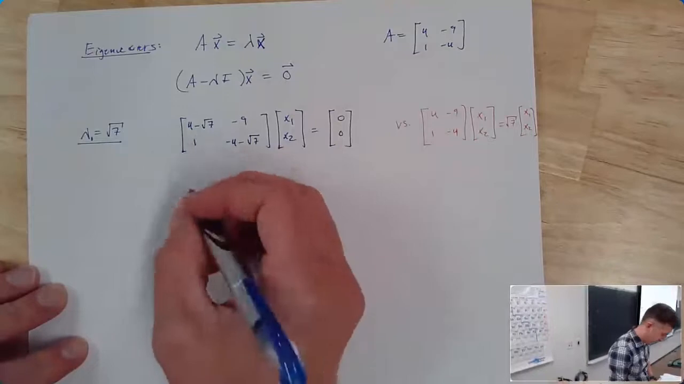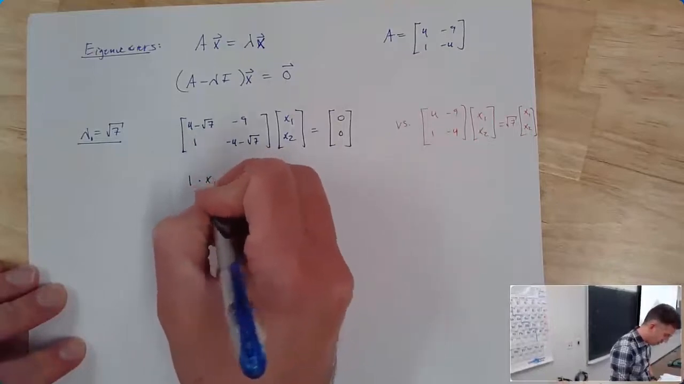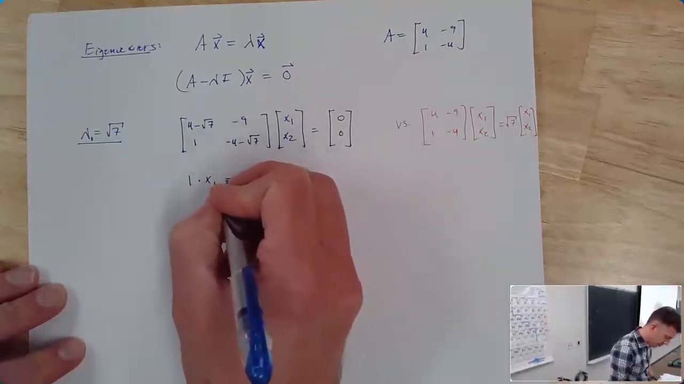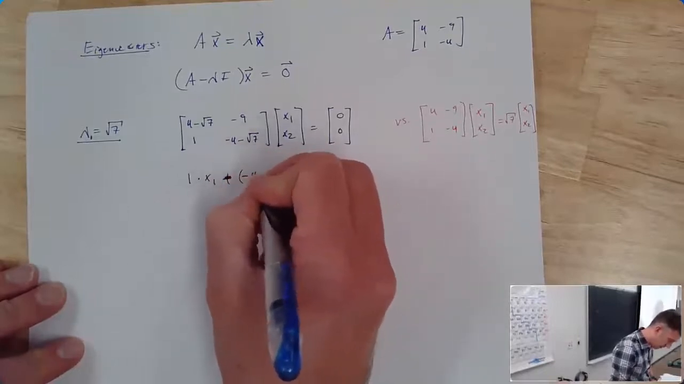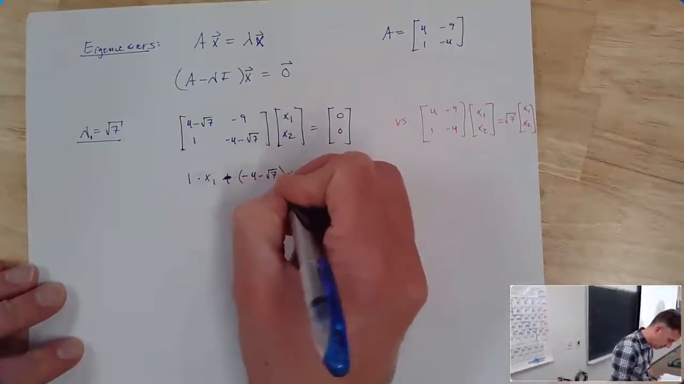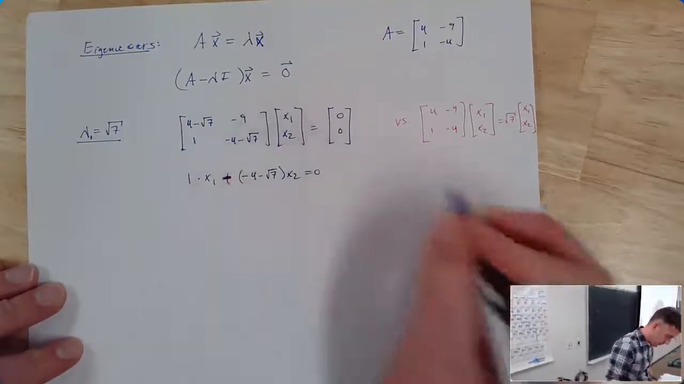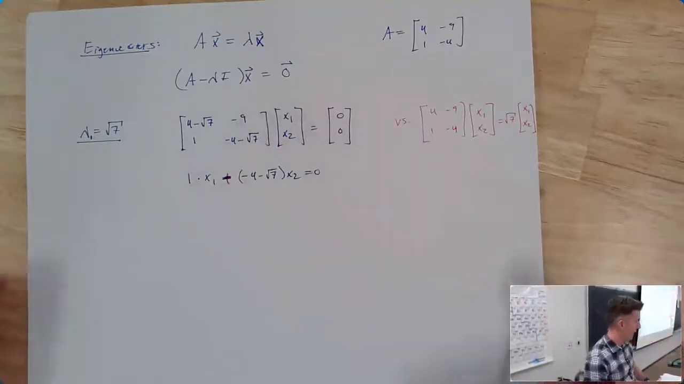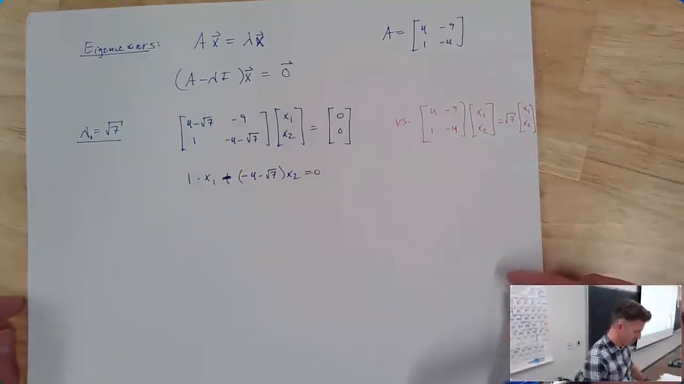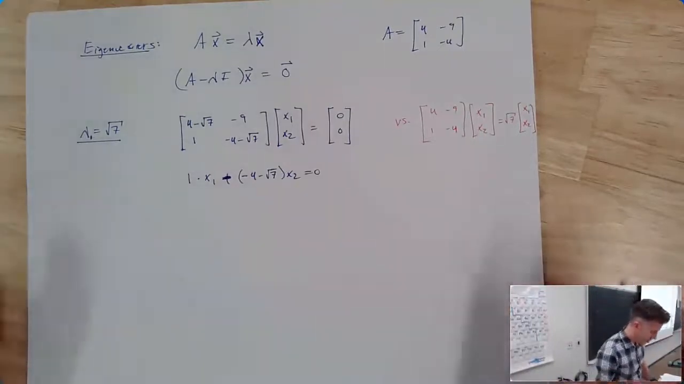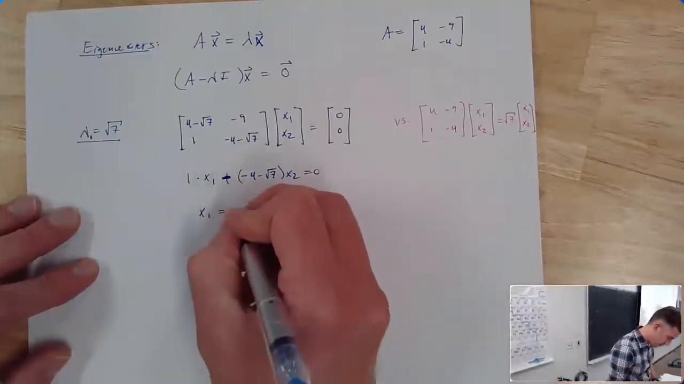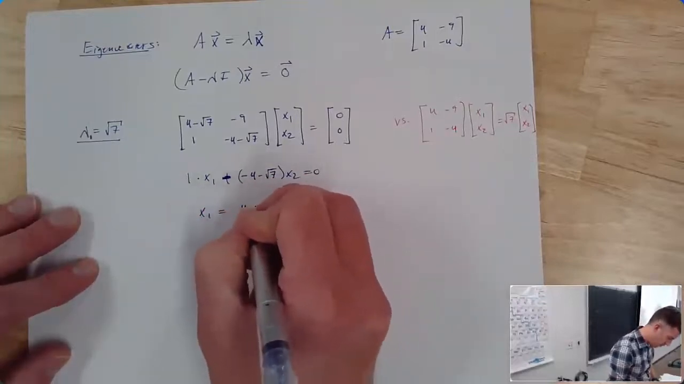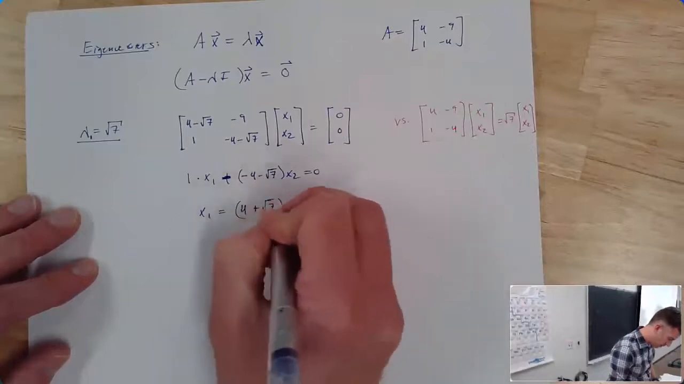Picking the second equation, I'm going to get 1 times x1 plus -4 minus root 7 times x2 equal to 0. And that makes it really, really easy to solve for either x1 or x2. Specifically here, x1. We could say that x1 is equal to 4 plus root 7 times x2.